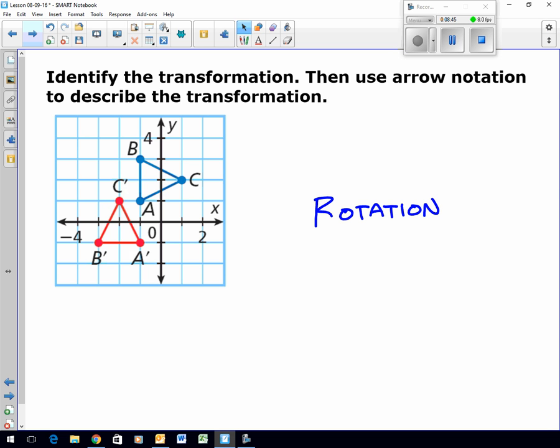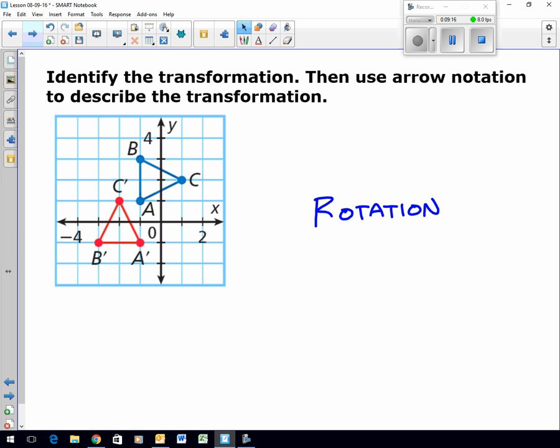Rotation. When we talk about rotations, there has to be that point of rotation. In this case, it's the origin. When they rotate this triangle from ABC to A prime, B prime, C prime, they rotate it about the origin. That's what we're going to be working on today.